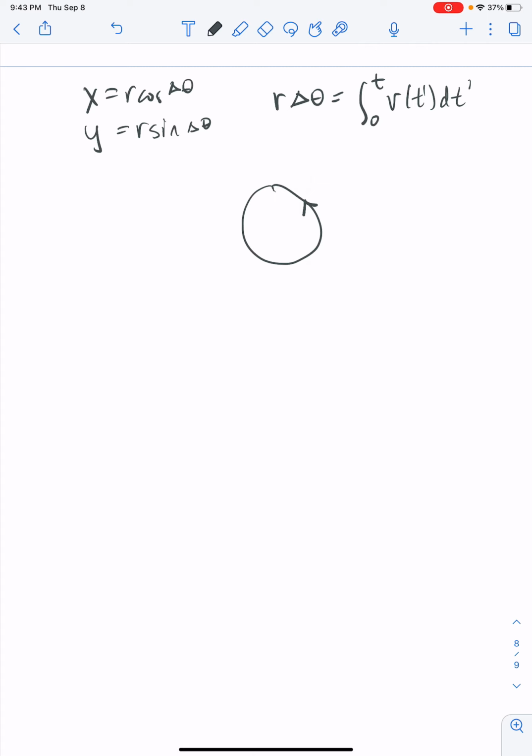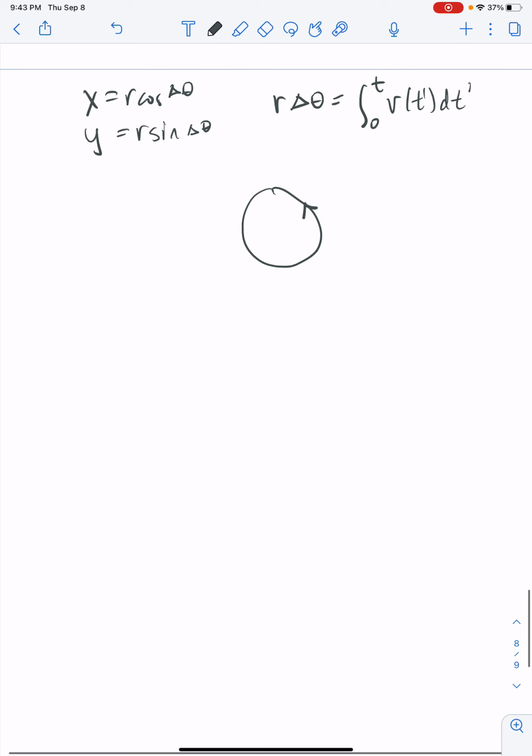Okay, and since that velocity is changing, it's not just that r delta theta equals vt, it's that we need to integrate the velocity to get that r delta theta. You can think about for some very small delta theta, it would be true at any moment that r delta theta would be vt, and then if we added a bunch of small delta thetas to get our total change in theta, that's basically the definition of an integral. So that's where this expression comes from.